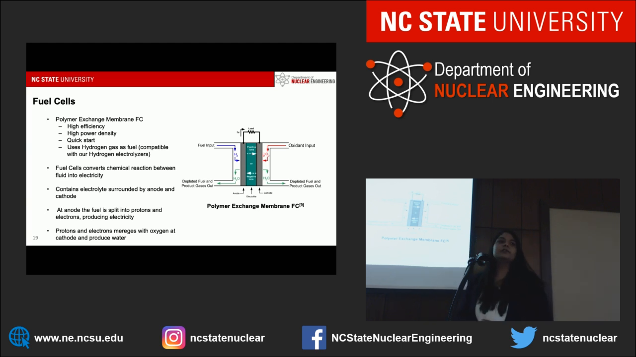At the anode, fuel is split into protons and electrons, producing electricity. Protons and electrons are merged with oxygen at the cathode and produce water as their byproduct.